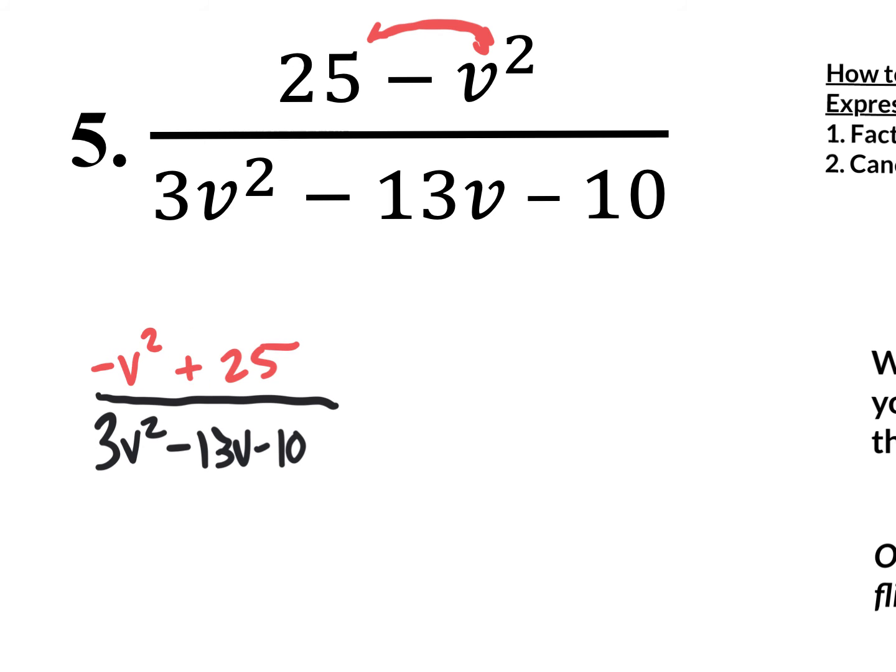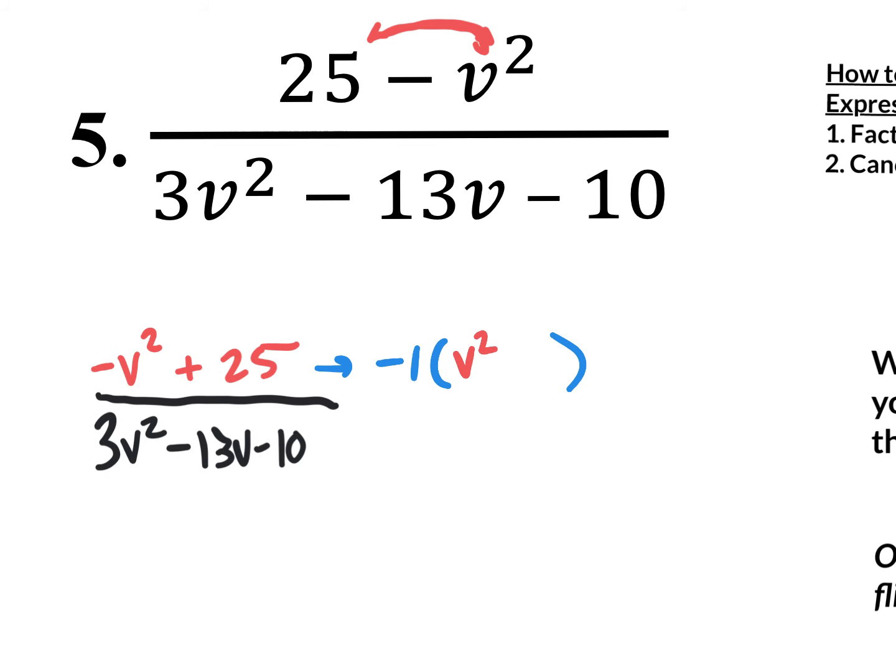Okay, now, could I factor this? Not yet. Why? Because I want a positive v squared. I don't want a negative v squared. I want a positive v squared. So the trick to changing signs is to factoring out a negative 1. So check this out, guys. I am going to pull out a negative 1, and what will I have left on the inside?